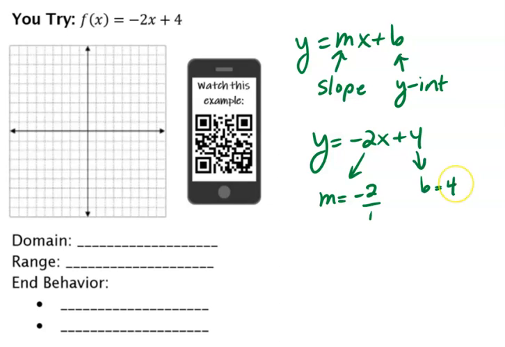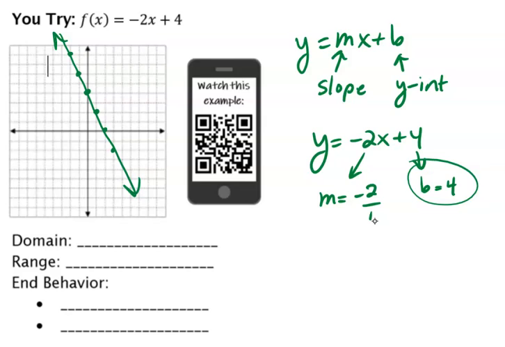So the way we're going to graph this is we're going to go to our y-intercept on the y-axis. So I'm going to go up to 4, and I'm going to put a dot. That's our y-intercept. And now from there, I'm going to go in both directions. So I'm going to go down 2 and right 1, and I'm going to make a few points. And then from that same y-intercept, I'm also going to go up 2 and left 1, just so that I have lots of points so that I can connect the dots for my line.